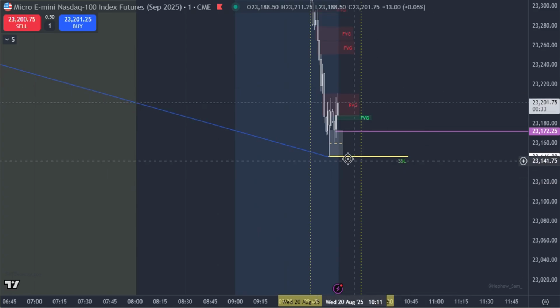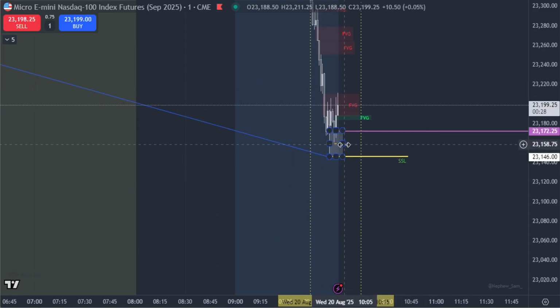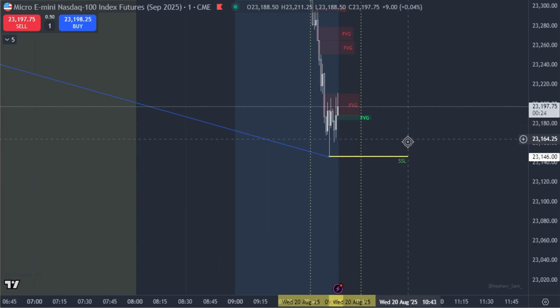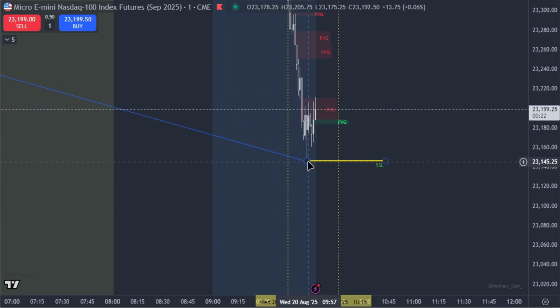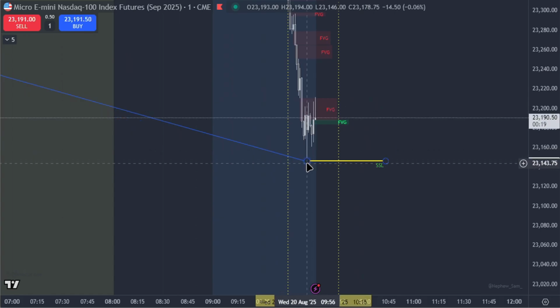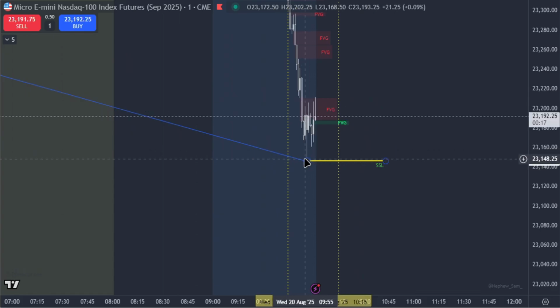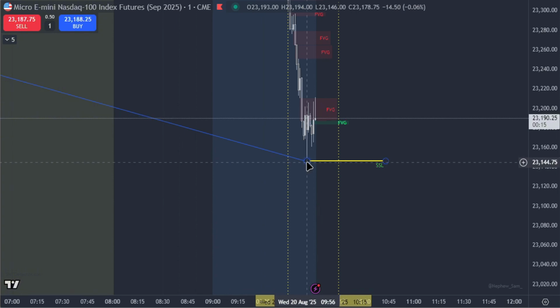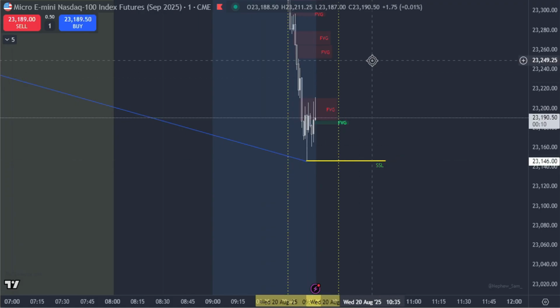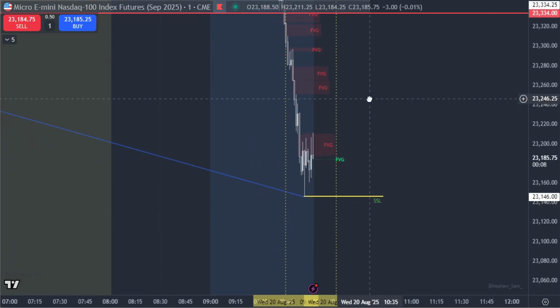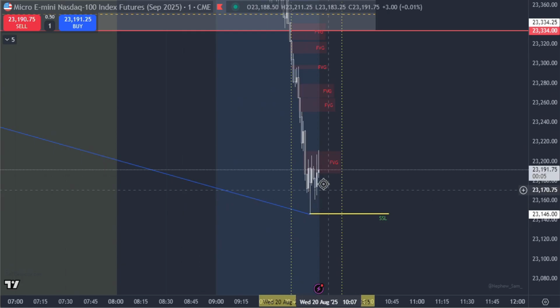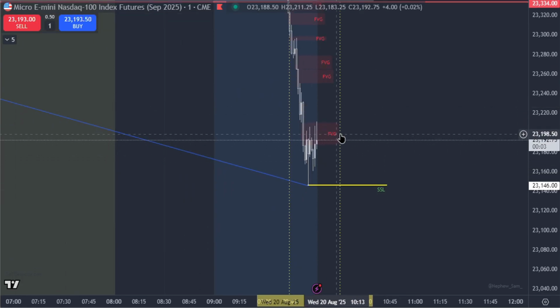So if we leave this untouched, I'm immediately going to remove this, so I don't get confused. If this gets left behind untouched, I see this as sell side liquidity that is just being generated. So that would be a good case scenario here.